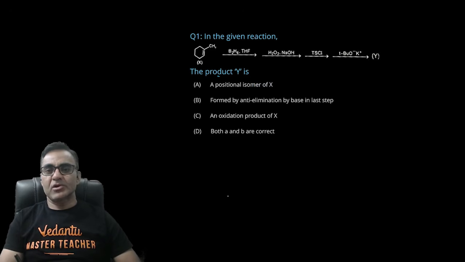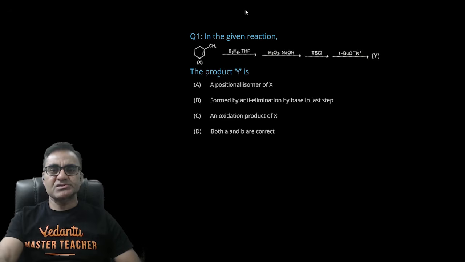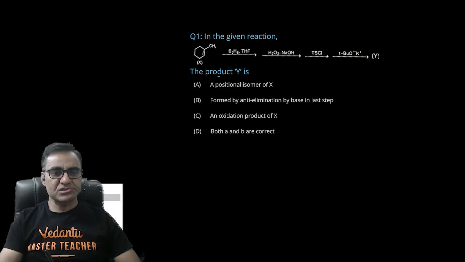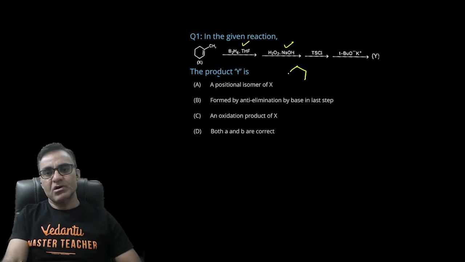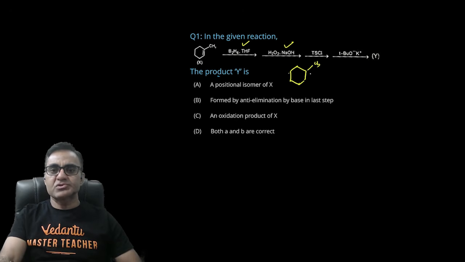There is a sequence of organic reactions given for the compound X and the final product is Y. We need to identify the correct statement related to Y. The first reaction is actually hydroboration oxidation. Hydroboration oxidation is an anti-Markovnikov addition of water, so the H and OH will be attached like this.